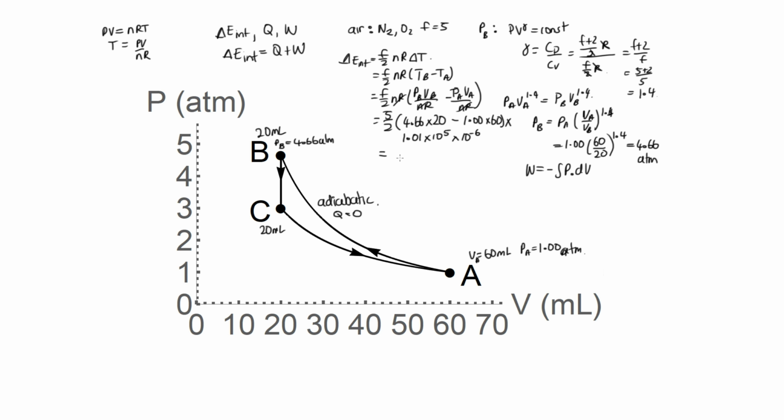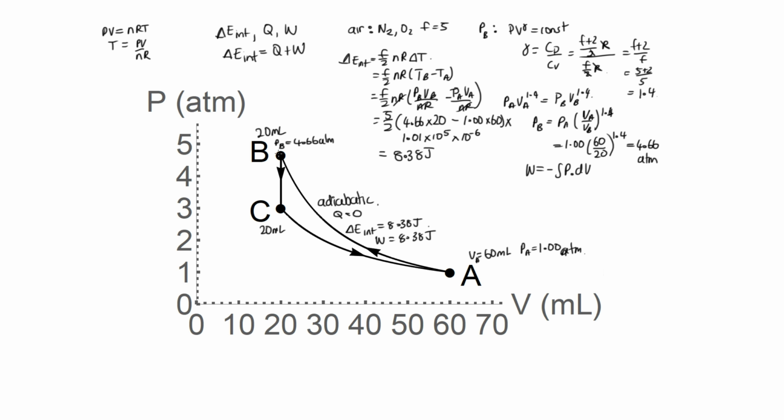And so solving this, I end up with 8.38 joules as my change in internal energy. So the change in internal energy is equal to 8.38 joules, and then through the first law of thermodynamics, because Q is 0, I can see that my work done is also 8.38 joules, and as I expect, that's a positive number because this is a compression.